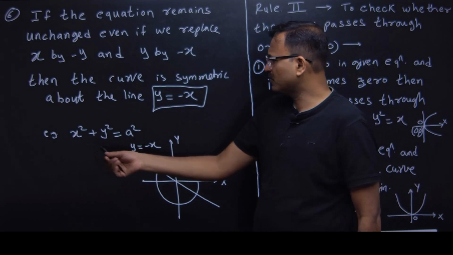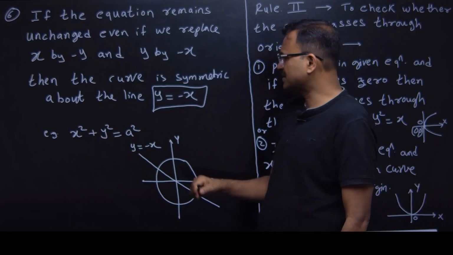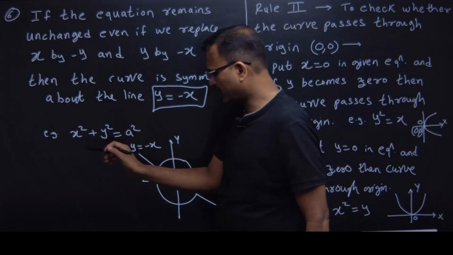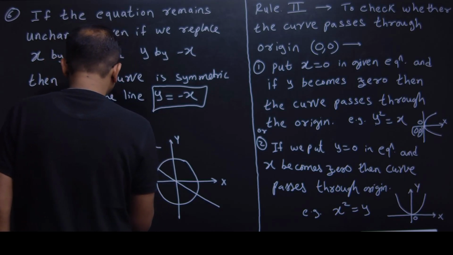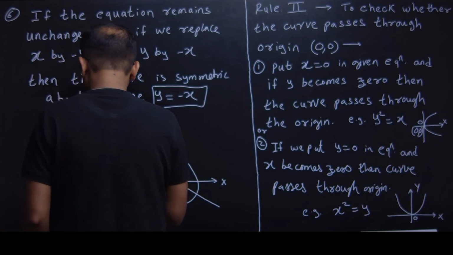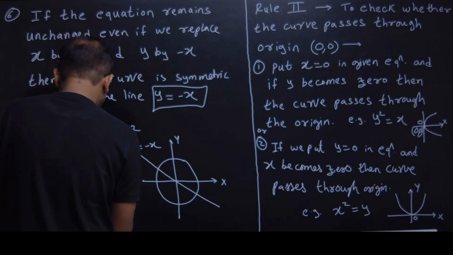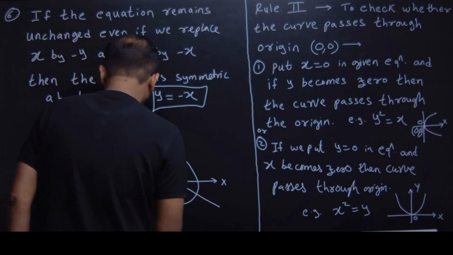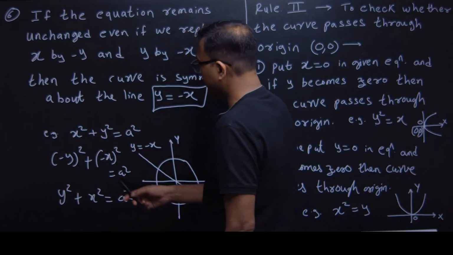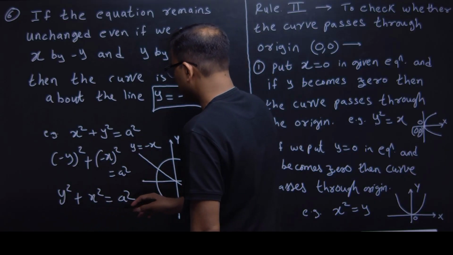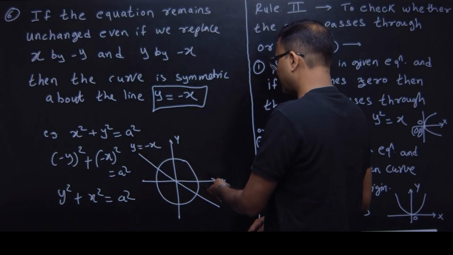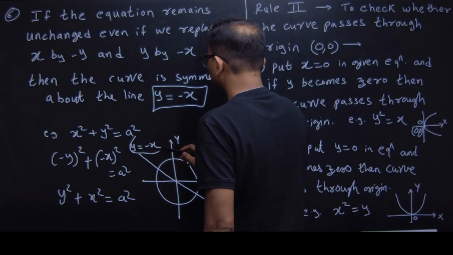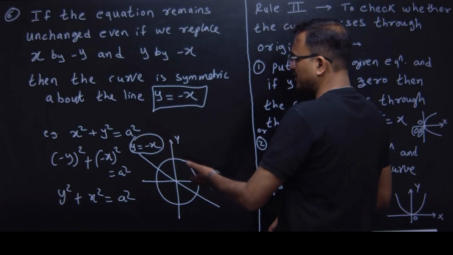Again, we'll take a simple example of the circle, standard circle, x square plus y square is a square. In place of x, if you write minus y, it will be square of minus y. In place of y, if you replace it by minus x, it becomes y square plus x square is a square. If you replace x by minus y, y by minus x, you'll find that the equation does not change, it remains the same. This curve we find is symmetric about the line y is minus x. So this circle we know is symmetric about line y is minus x.